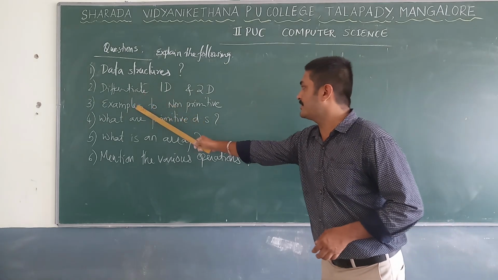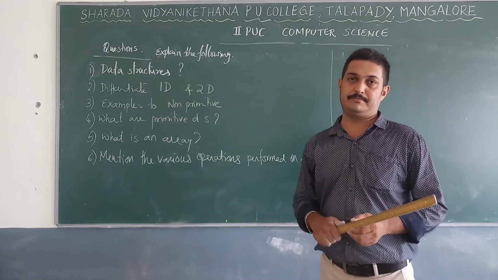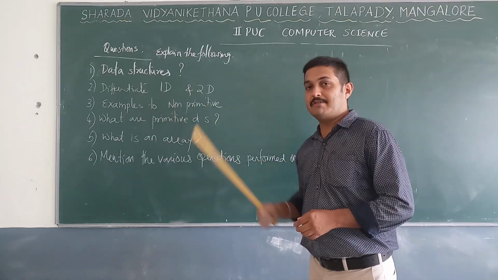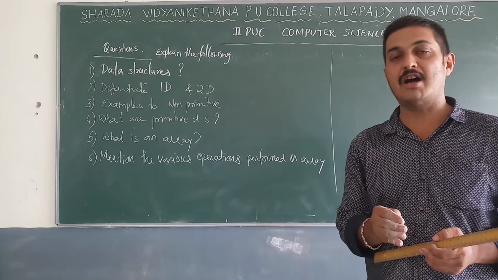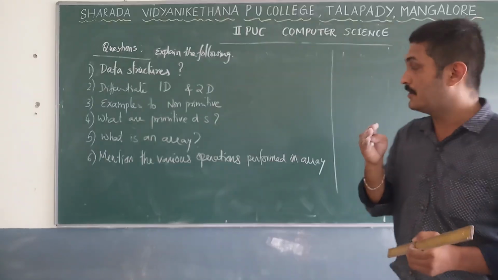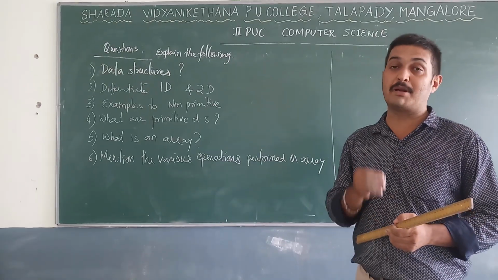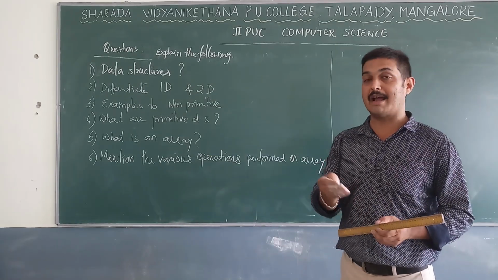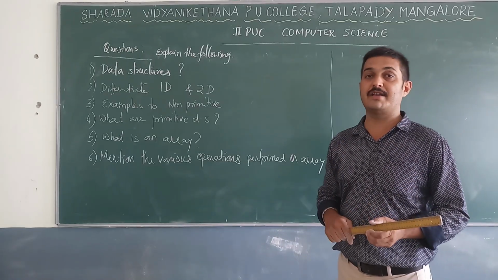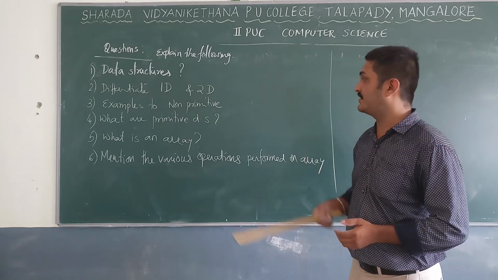Next, example of non-primitive data structure. A non-primitive data structure is a complex data structure, and non-primitive data structures are derived from primitive data structures. Examples of non-primitive data structures are linear and non-linear, and again we can say arrays, files, lists, etc.